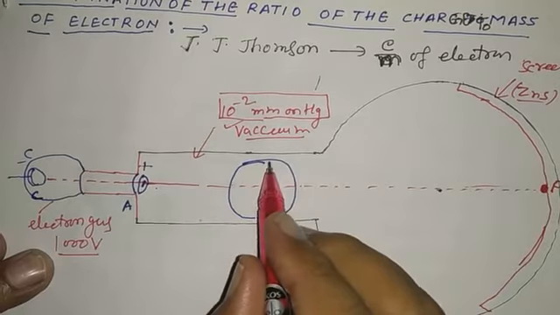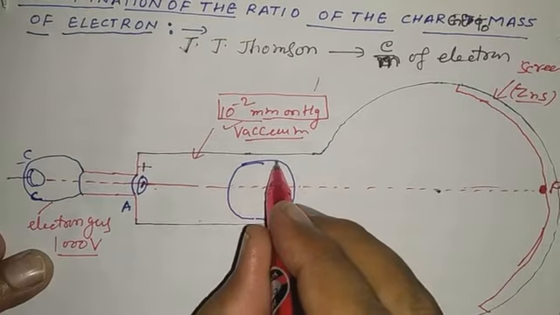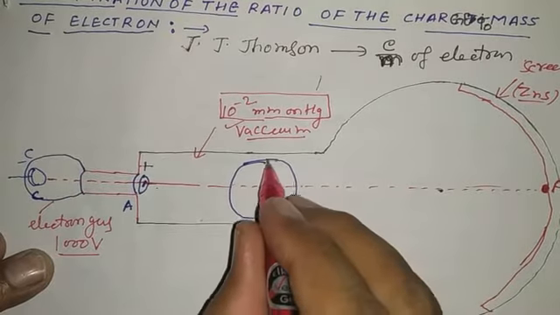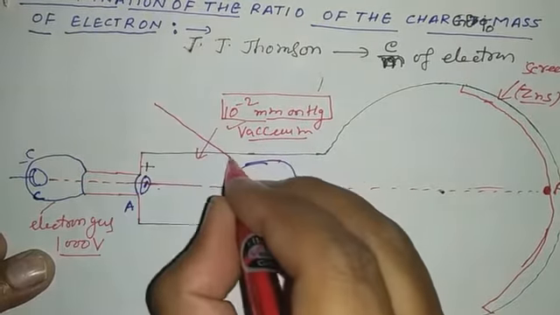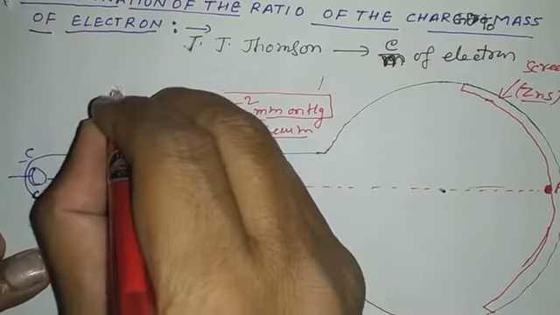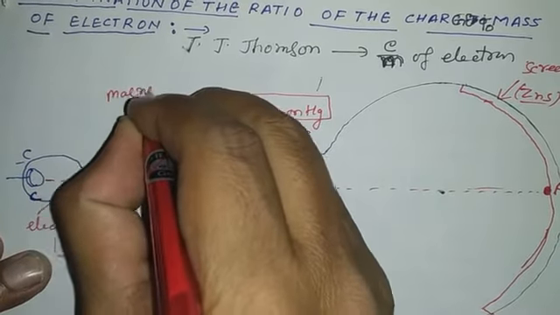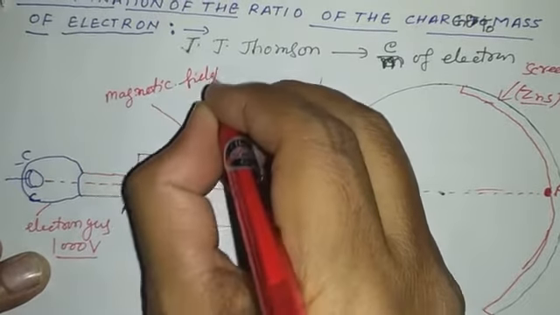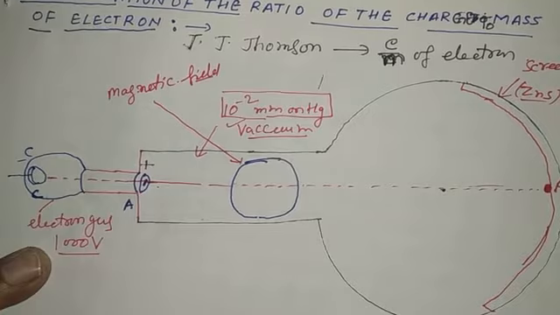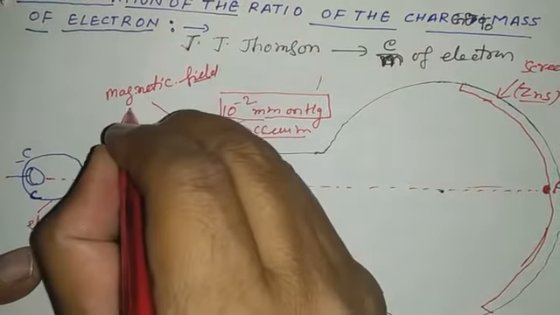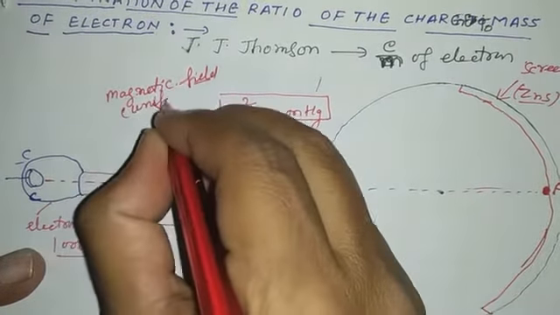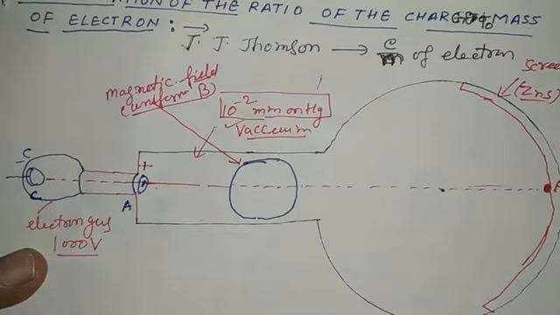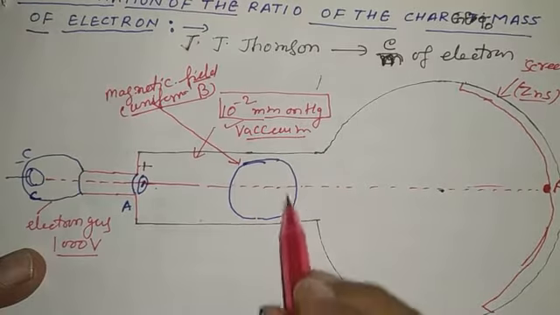Now see the experiment here. In this experiment, a circle is represented here. This circle represents the presence of a magnetic field. This magnetic field is completely uniform. Let it be represented by B. A uniform magnetic field here in the circular area.